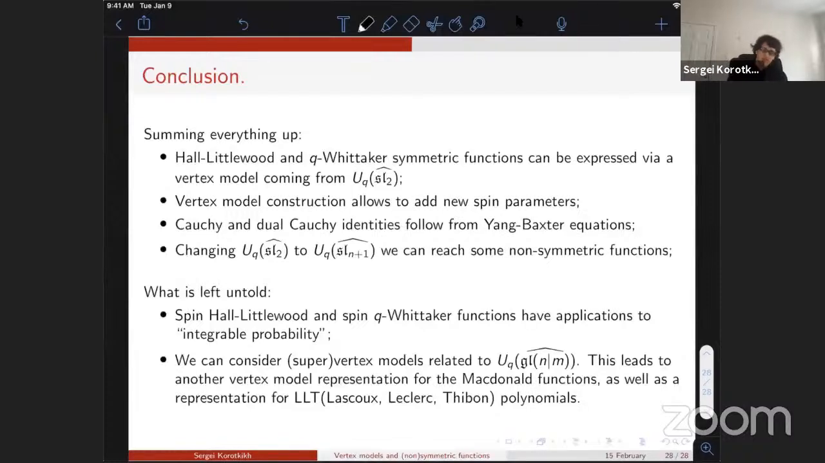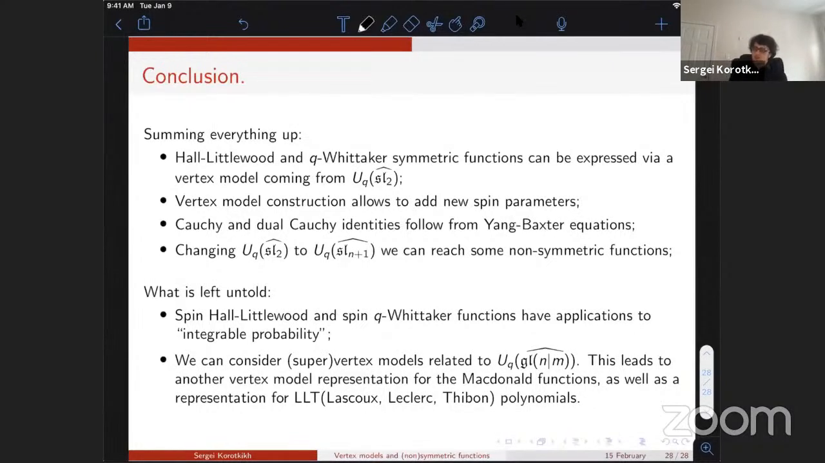And we can extend everything to non-symmetric functions by adding colors to our models or increasing the rank of the group we are considering. Actually, there are more things to tell about such formalism. So first of all, throughout this talk, I mostly stuck to a combinatorial point of view on these functions, but actually these spin analogs somehow naturally appeared in so-called integrable probability. And this is one initial way how they were discovered before vertex models. And I did not talk about it today, but essentially these spin Hall-Littlewood functions can be seen as eigenfunctions for certain operators related to particle systems.